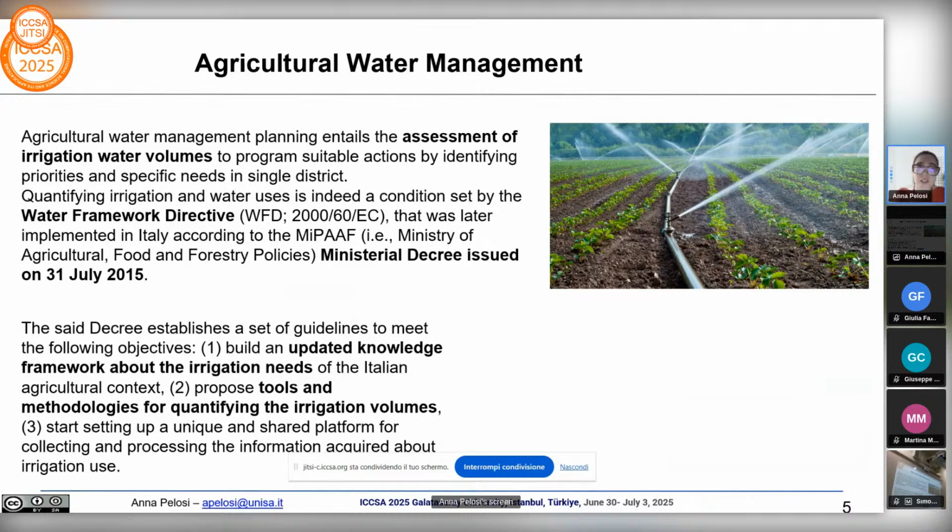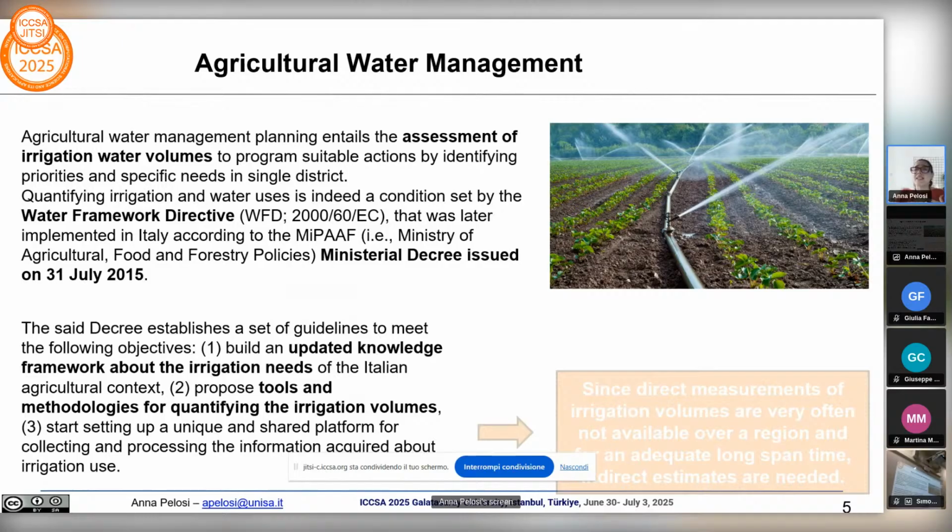up by the Water Framework Directive and by the ministerial decree in Italy of the Ministry of Agriculture, Food and Forestry Policies. And according to these frameworks and directives, it is necessary to constantly update the knowledge about irrigation needs in the Italian agricultural context, and it is necessary to identify some tools and methodology to quantify the irrigation volumes.